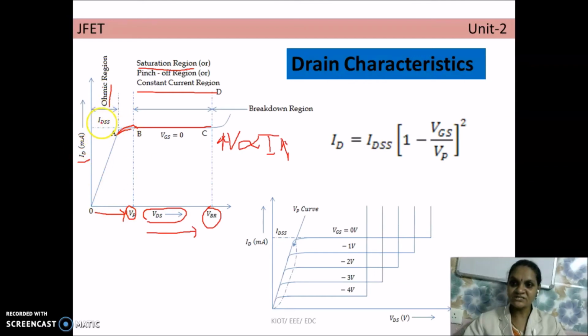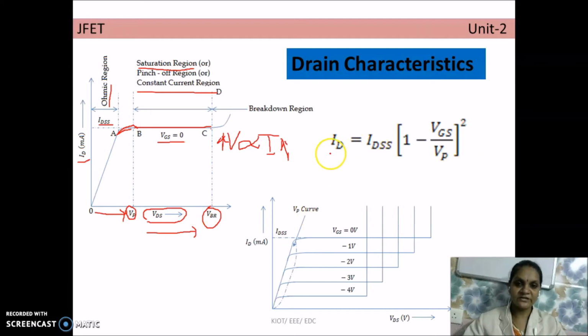And in this region, this current is called the drain source saturation current. So when will the drain source saturation current flow? When VGS is equal to 0. For one particular value of VDS, the maximum drain current starts to flow through the JFET. That current is called the drain source saturation current, and the value of VDS for which this current flows is called pinch off voltage, right? And this is given by this expression.